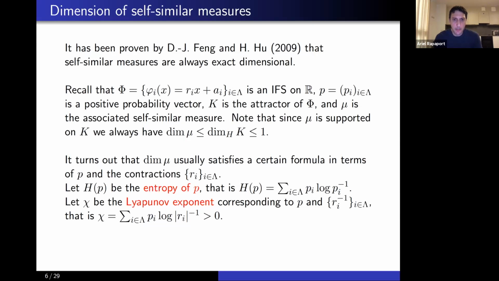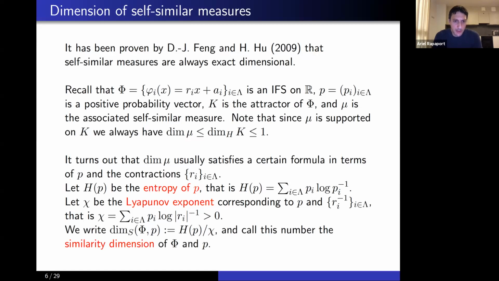And let chi be the Lyapunov exponent corresponding to P in the inverses of the contractions, which is defined as follows. This is the average over i with weights p_i of the logarithms of the inverses of the modulus of the contractions. And this is always positive because the modulus of the Ri is strictly between 0 and 1. And finally, we write dim_S of phi and P for the entropy divided by the Lyapunov exponent, and call this number the similarity dimension of phi and P. So recall, the similarity dimension of phi and P is the entropy of P divided by the Lyapunov exponent of P and the contractions.